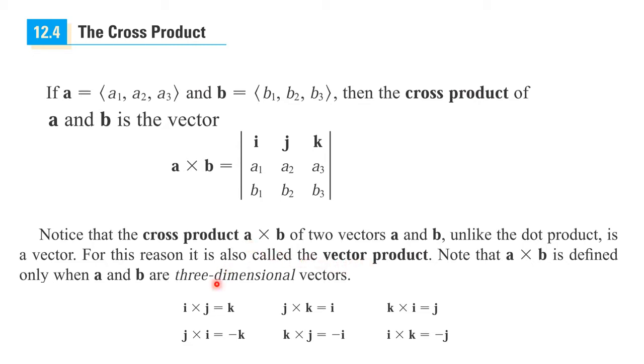Here are some important results. i cross j is equal to k, j cross k is equal to i, k cross i is equal to j. j cross i is equal to minus k, k cross j is equal to minus i, and i cross k is equal to minus j.